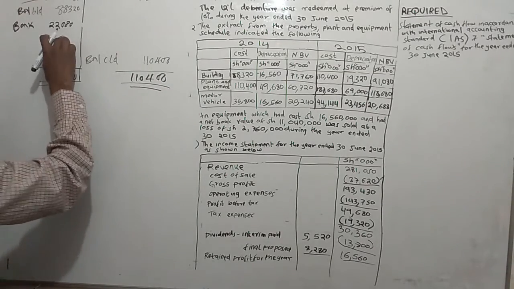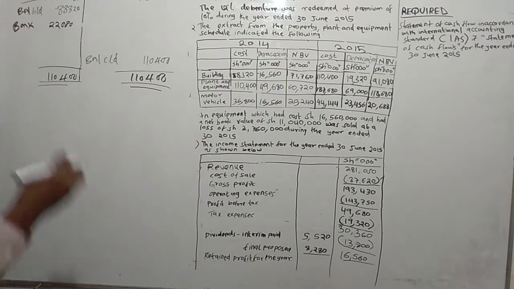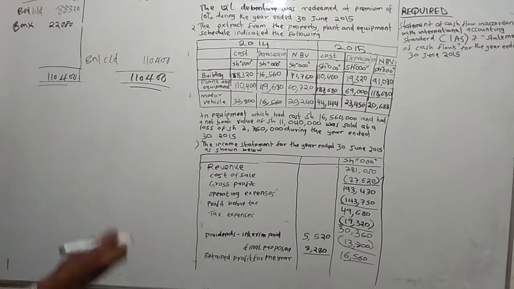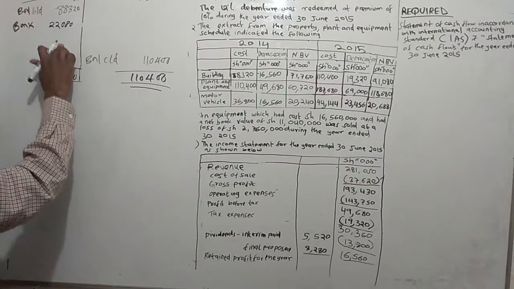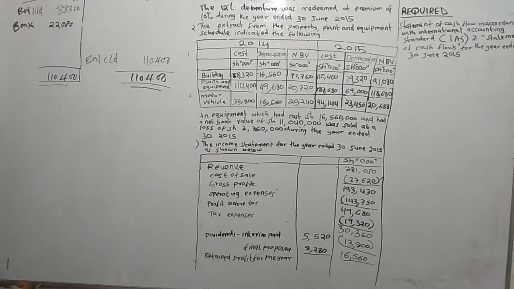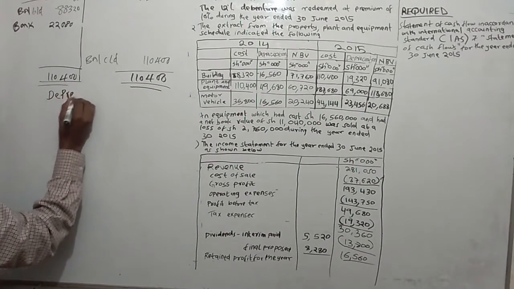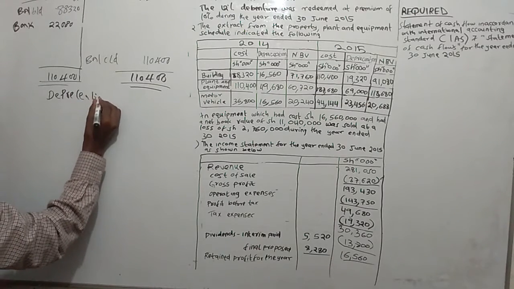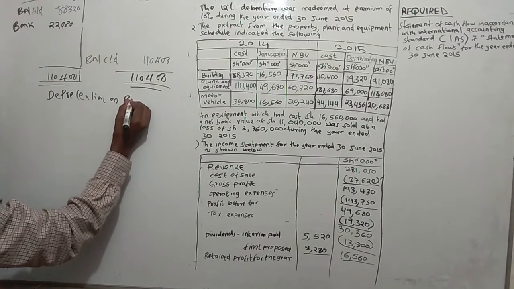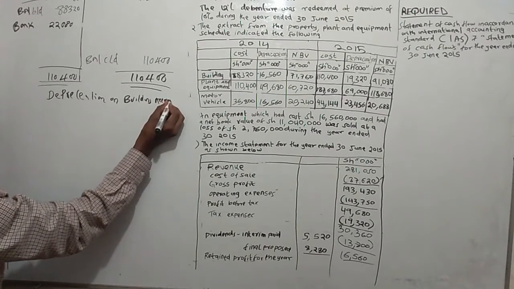This 22,080 is going to be an outflow under the cash flow in investing activities. We'll have acquisition of building account 22,080, so this will come as an outflow. We go for depreciation on the building account. So we say depreciation on building account.